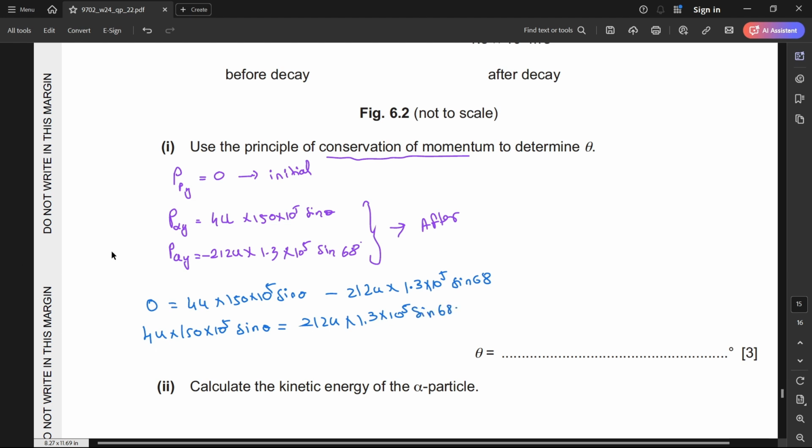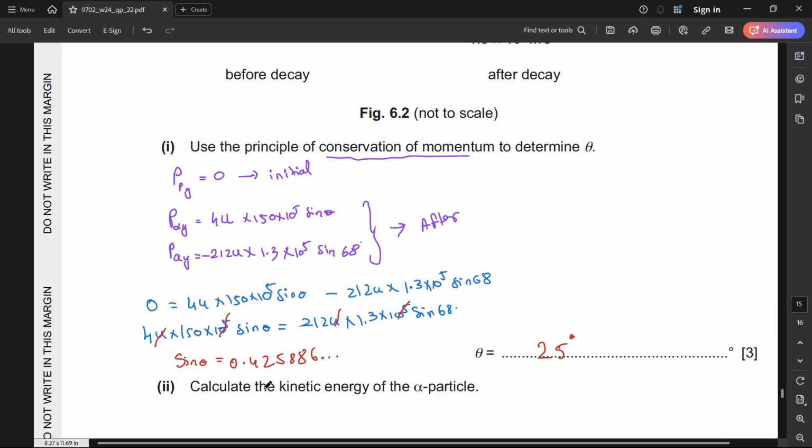So I can clearly see that the terms that are cancelling out are 10 power of 5, 10 power of 5, u and u. So my sine theta will come out to be 212 into 1.3 into sine 68 divided by 4 into 150. So if I do this in my calci, 212 into 1.3 into sine 68 divided by 4 into 150, it comes out to be negative 0.4. Oh, my calci was in the radians mode. Sorry for that. I'll convert it into degrees and get my answer. So it is positive 0.425886 something. And therefore my theta will come out to be sine inverse of this, which is 25.2 degrees. So I can say that it is approximately 25 degrees.